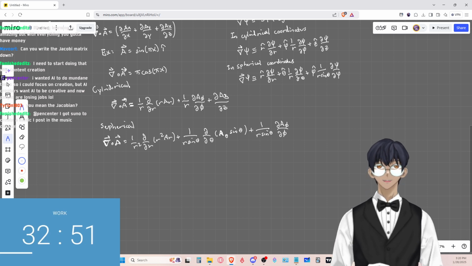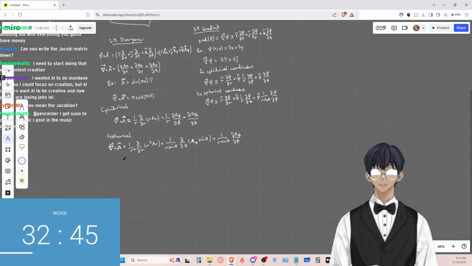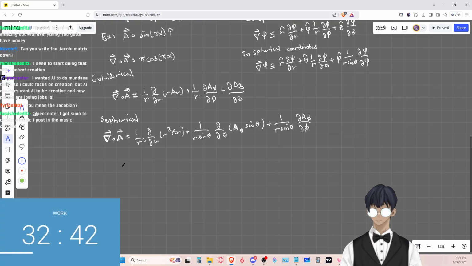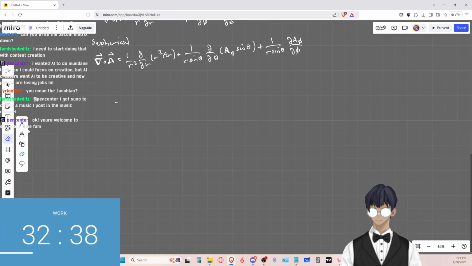Okay, so that's it for the divergence. Now we're on to curl. This is exciting, and I'm not being sarcastic with that. I actually love learning this stuff.